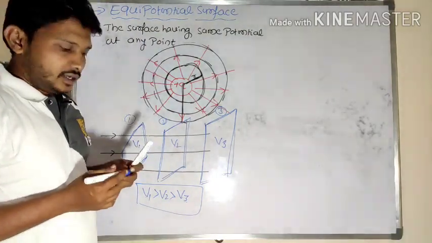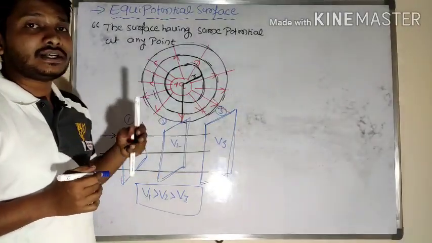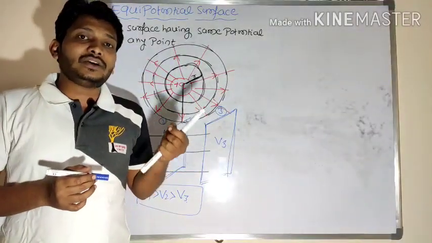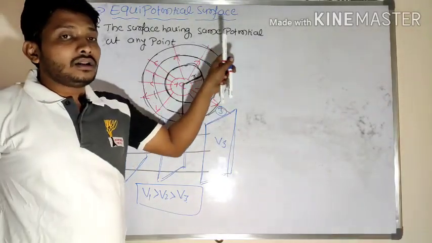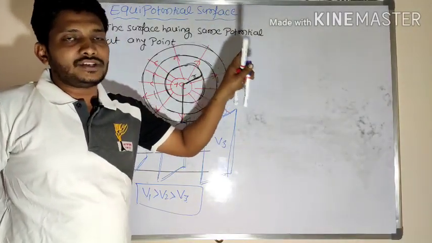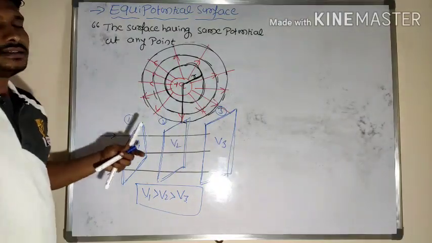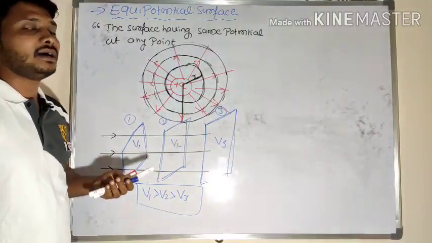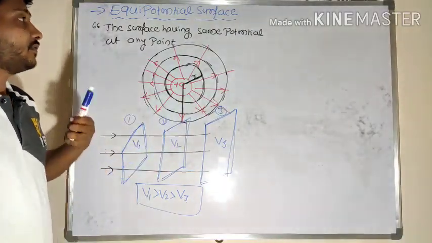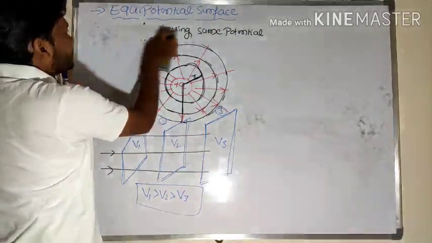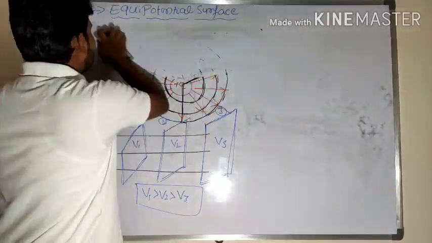So in the case of an equipotential surface, what are the properties I need to consider? In a theory examination, for 2 marks or 3 marks, they will ask a question like: write the properties of an equipotential surface. So what are the properties of an equipotential surface?